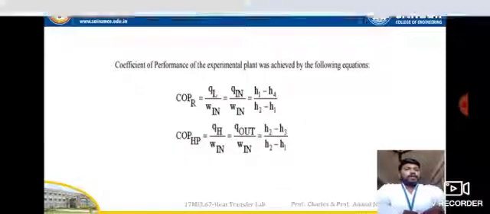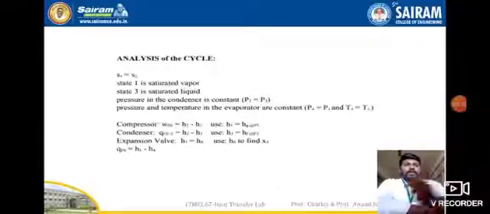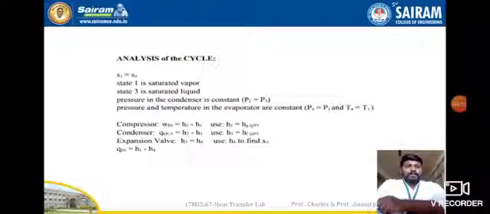So we'll see the analysis part. The first one is entropy. In the 1 to 2 process, entropy remains constant, that is S1 is equal to S2. State 1 is a saturated vapor and state 3 is saturated liquid.